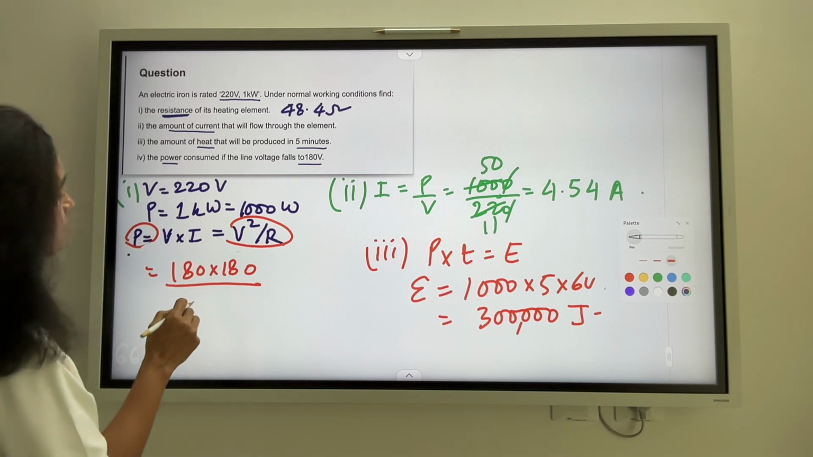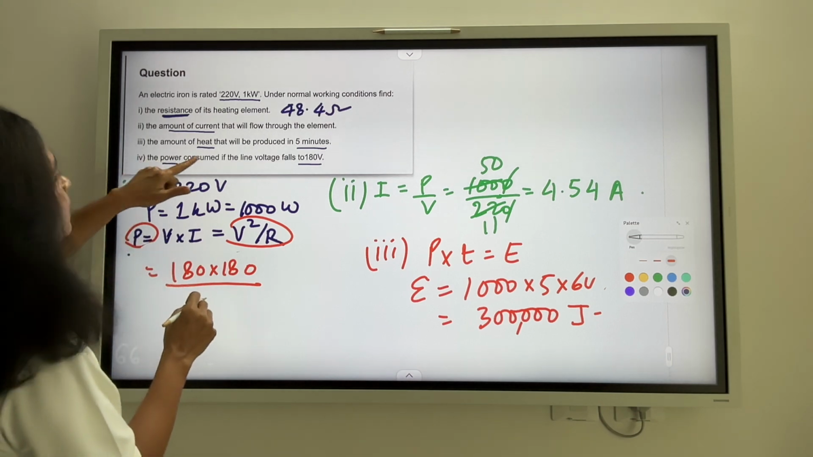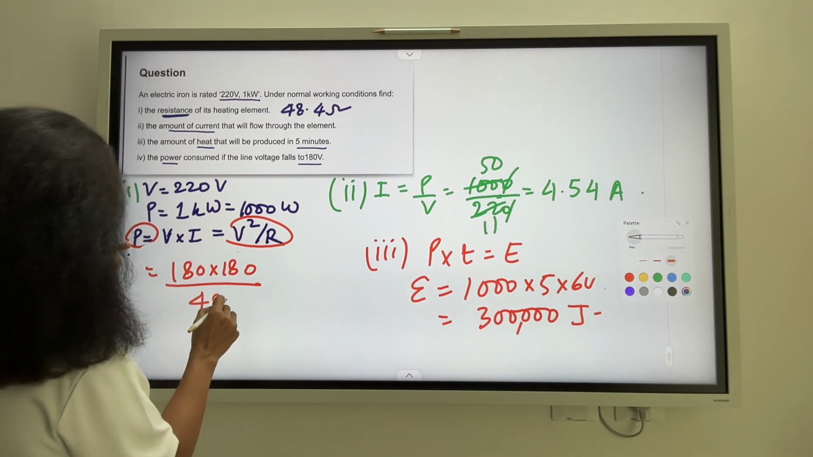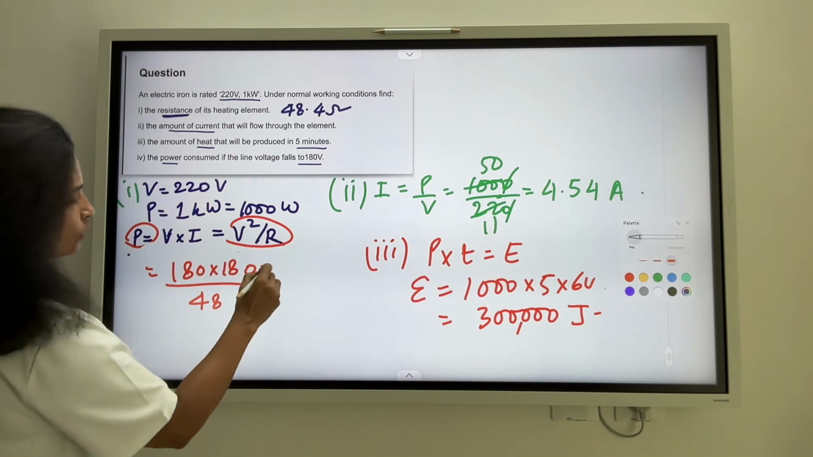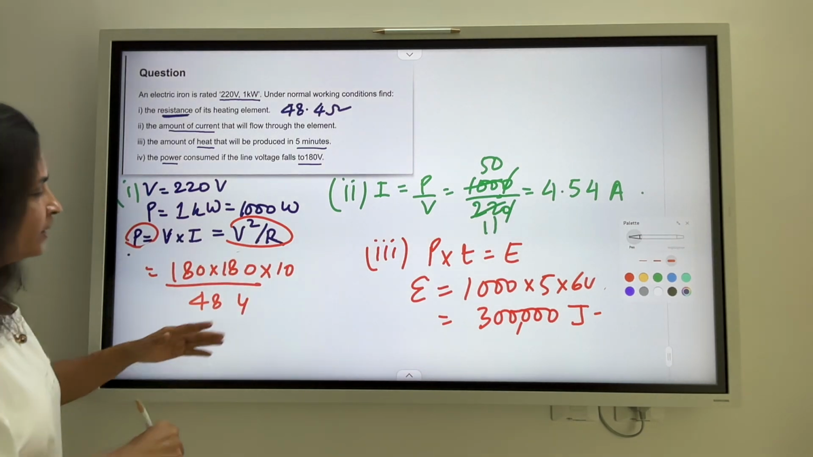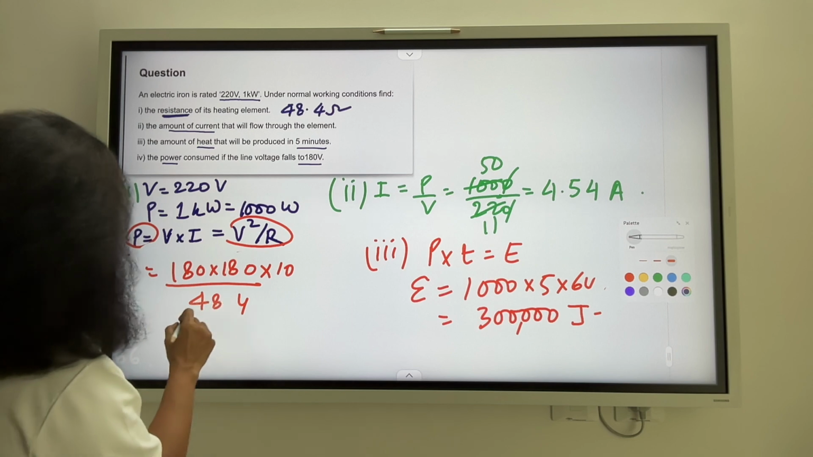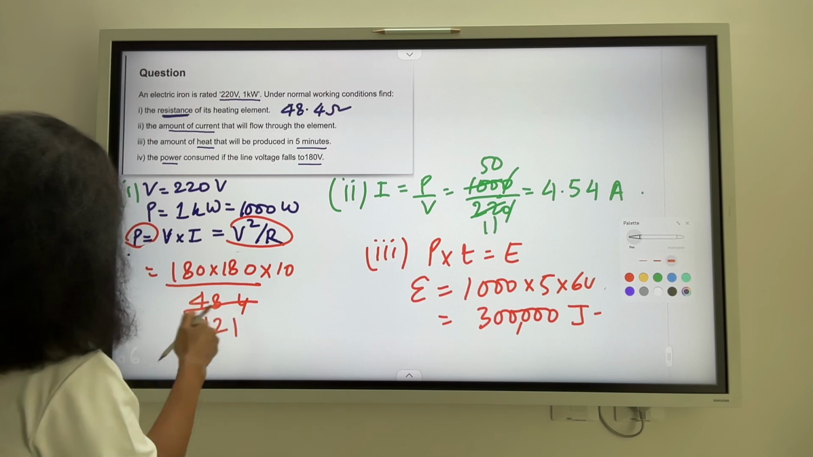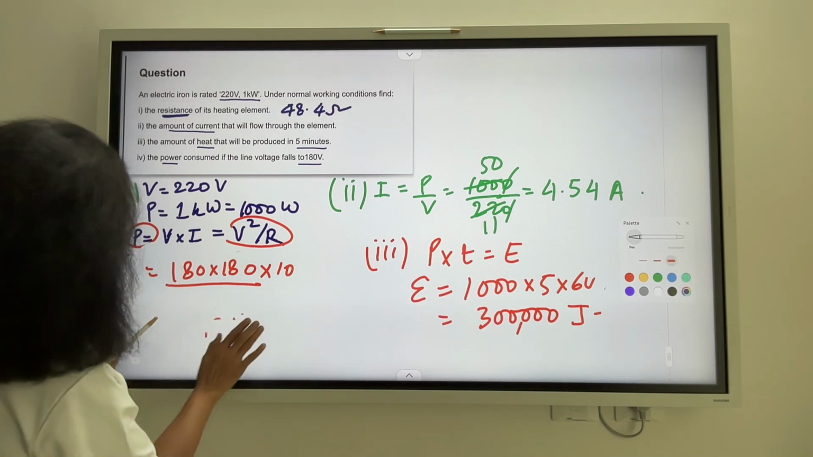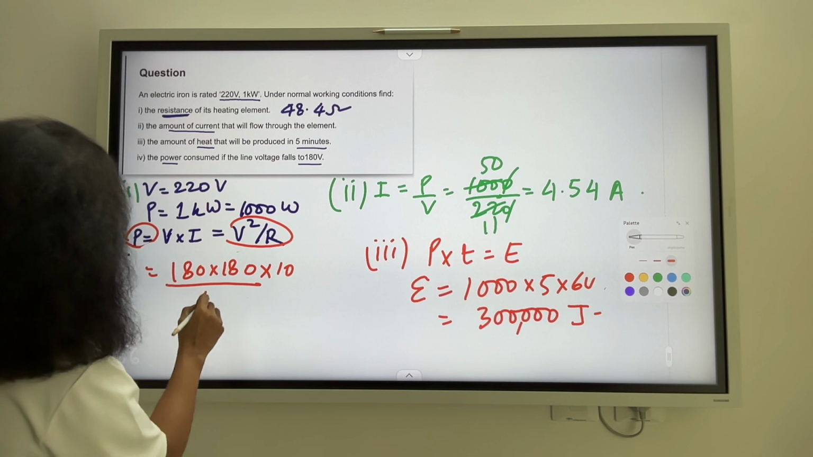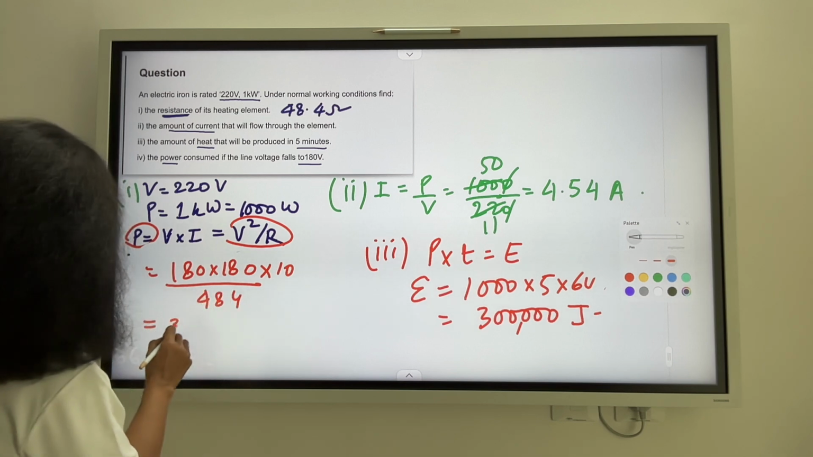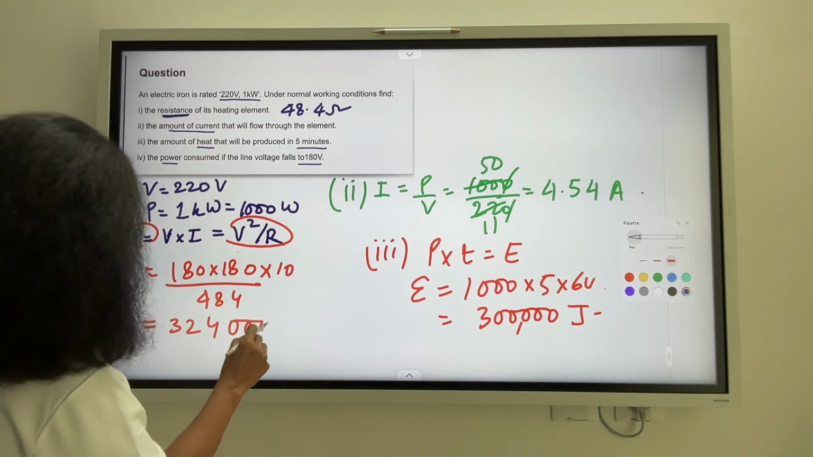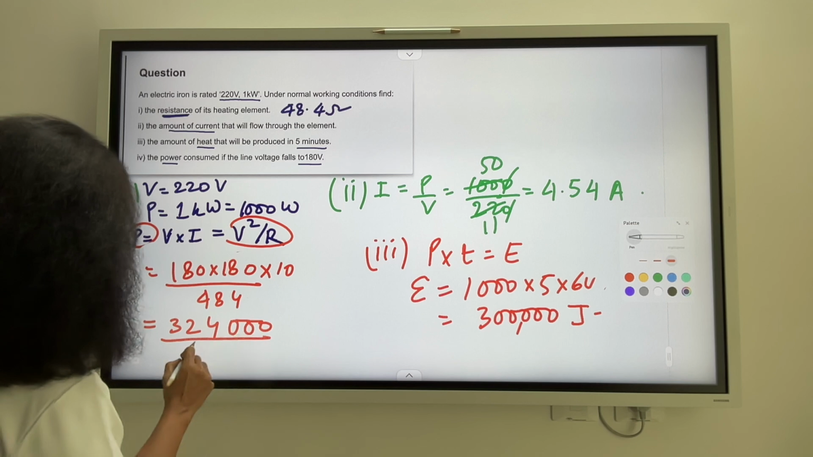How much is my resistance? Resistance is 48.4. So ये डेसिमल हटा देते हैं. So मुझे 10 से मल्टीप्लाई करना होगा न्यूमरेटर एंड डिनोमिनेटर. Now what do I get? एक काम करते हैं. Let's do this. What is 18 square? 324. Okay, so 18 square and I have 3 zeros here divided by 484.